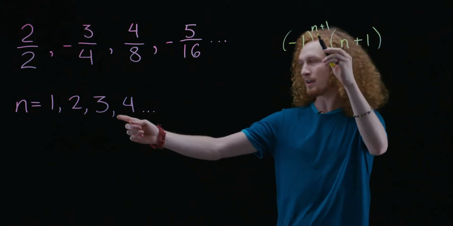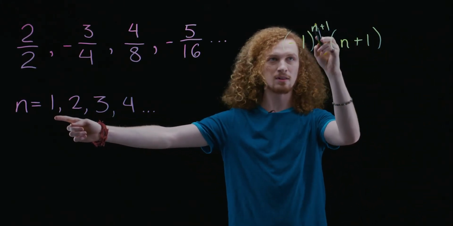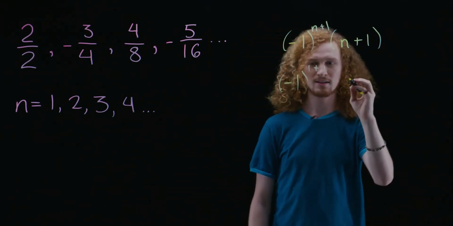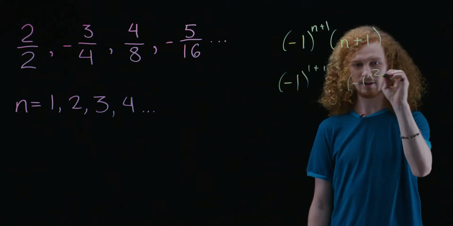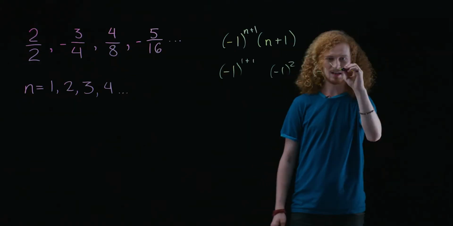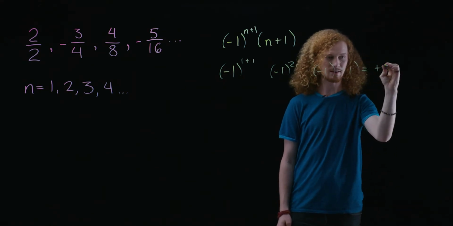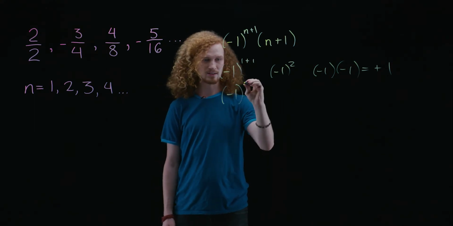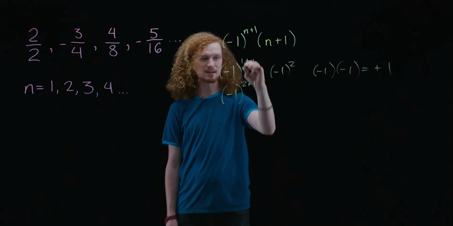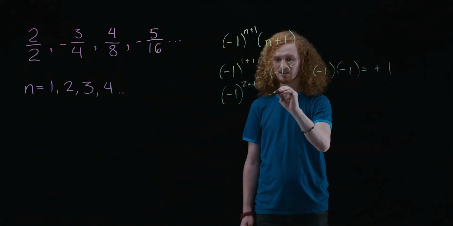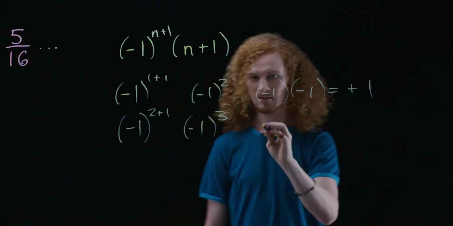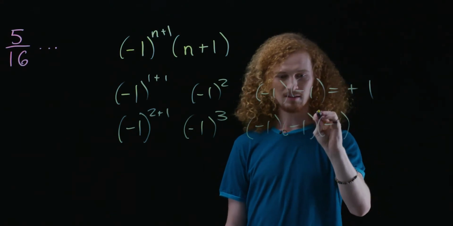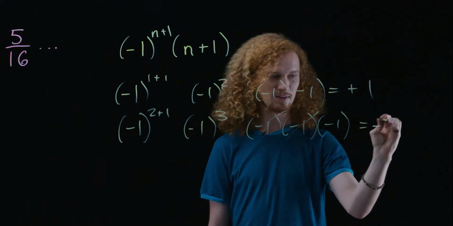Well, when n is equal to 1, we get negative 1 raised to the 1 plus 1 power. Negative 1 raised to the 1 plus 1 power is the same as negative 1 squared, which of course is minus 1 times minus 1, or positive 1. What's cool about this is when n equals 2, we get minus 1 raised to the 2 plus 1 power. In other words, this is minus 1 to the third power, or minus 1 times minus 1 times minus 1. Two of these cancel out, which leaves us with negative 1.